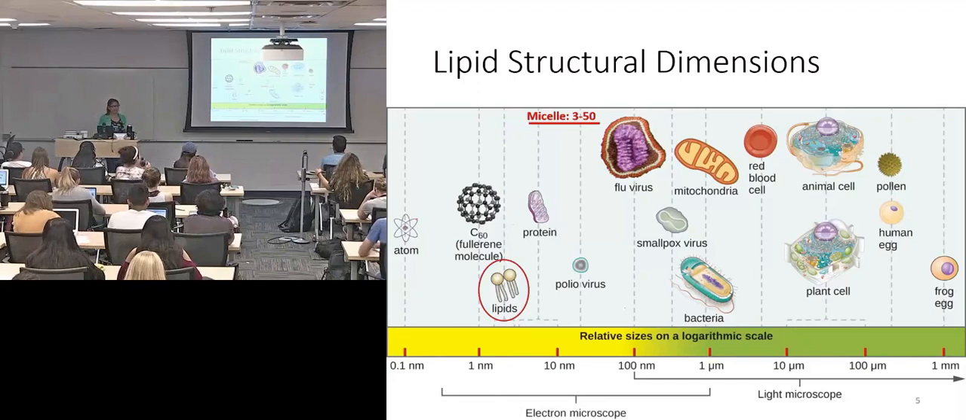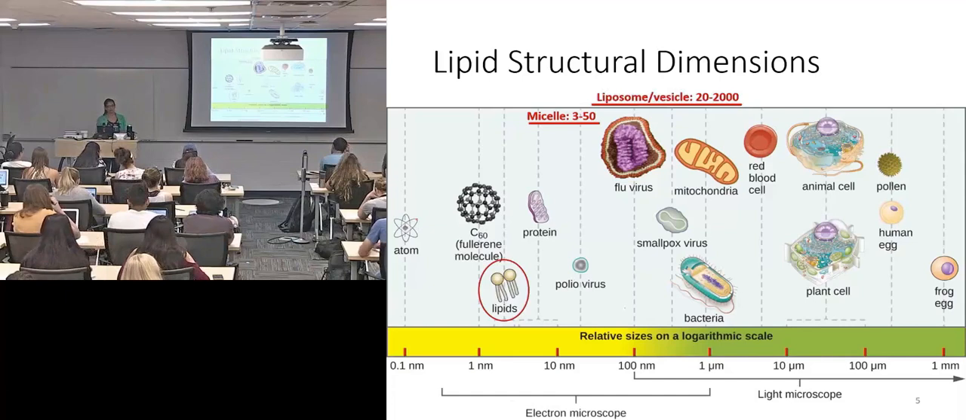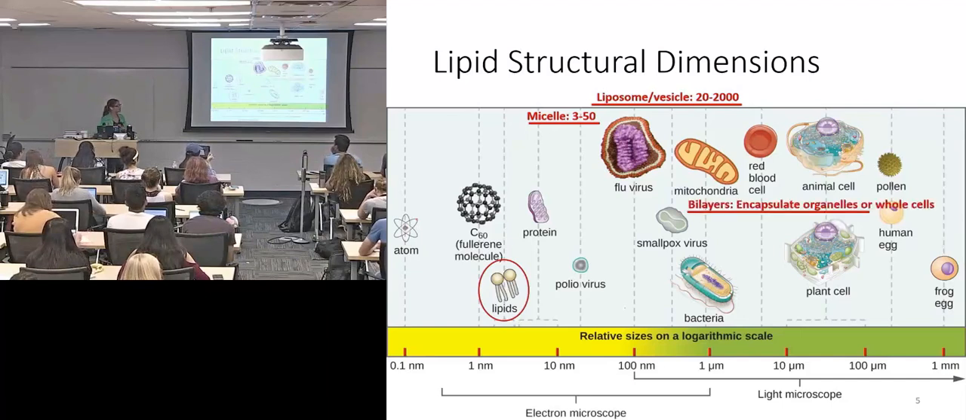Micelles are kind of the smallest. These are roughly in the 3 to 50 nanometer range. Liposomes or vesicles, again used interchangeably, get a little bit bigger. Now we're talking about 20 nanometers up to 2,000, or roughly 2 microns. Of course, the unilamellar or single layer ones are down at the smaller end. And when you have those multi-layered vesicles with several rings concentrically, now we're up at the big size. Makes more sense. And then bilayers, phospholipid bilayers, these are like giant liposomes, or giant vesicles, if you will.